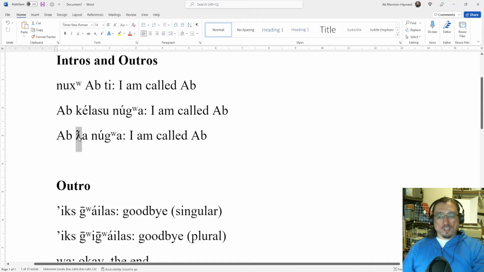So in order to speak the language, you really need to be able to hear the language. So what I was saying before about saying tla instead of kla, that's hearing the language. If you can hear those differences, then you'll be able to accurately produce the sounds. When you can accurately produce the sounds in the language, then you can speak it. So that's why we have these symbols.